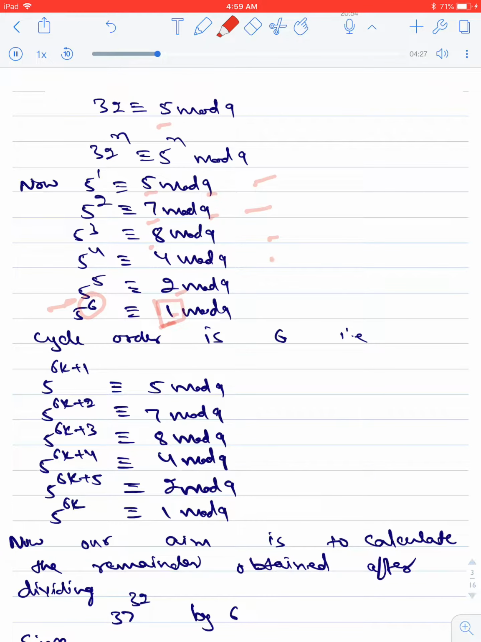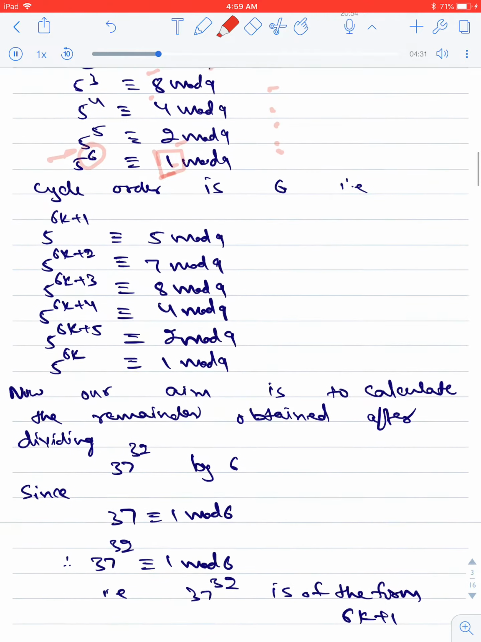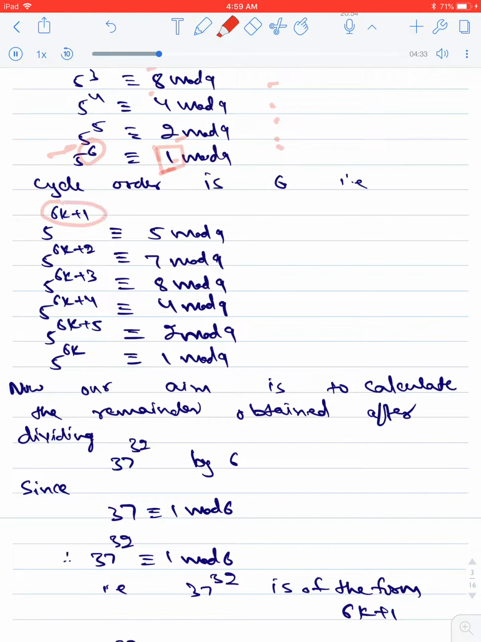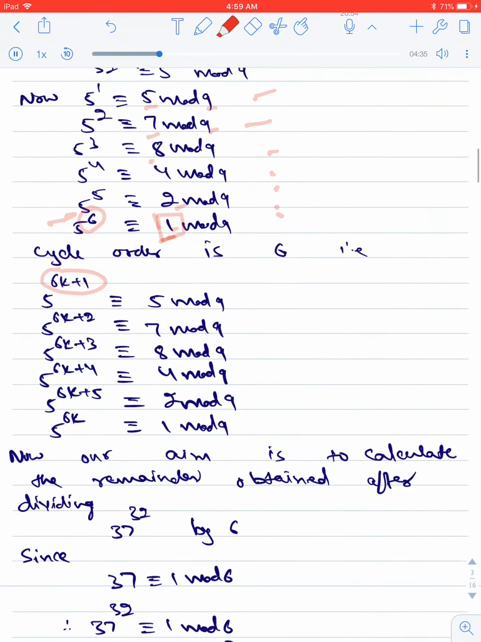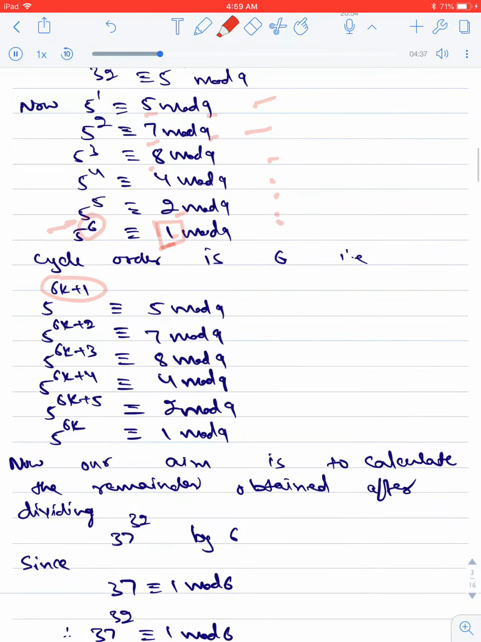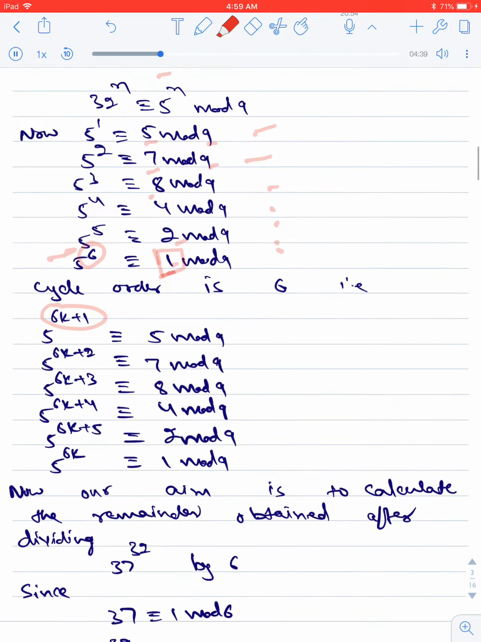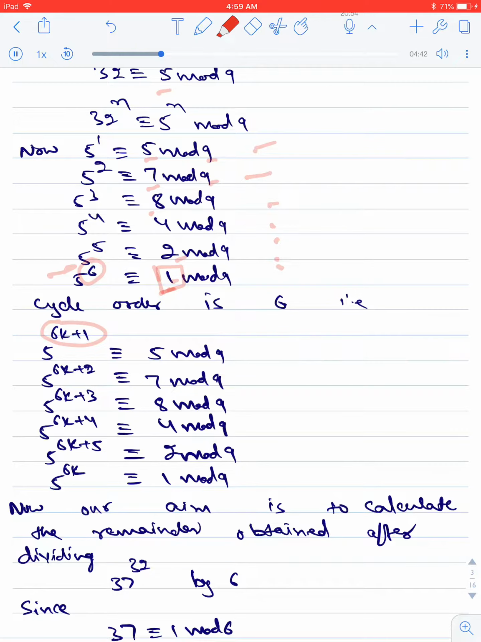5 raised to power 9 leaves the remainder 8, and so on. That is, what we get is 5 raised to power 6k plus 1, that is, numbers of the form 6k plus 1. Powers which are of the form 6k plus 1 leave the remainder 5 when divided by 9. Likewise 1, 7, 13 and so on.